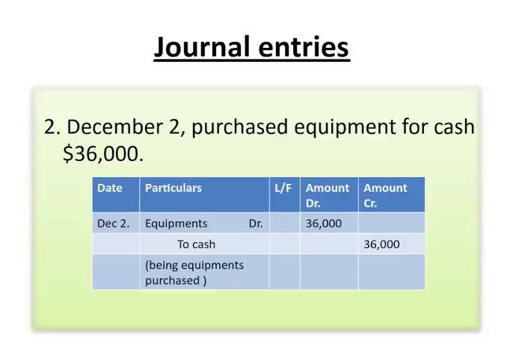Another example, on 2nd December, purchased equipment for cash rupees 36,000. The business has purchased equipment for cash. So what is coming in? Equipment. So equipment account debit 36,000 to cash. Cash is going out, equipment is coming inside. So equipment account debited to cash.